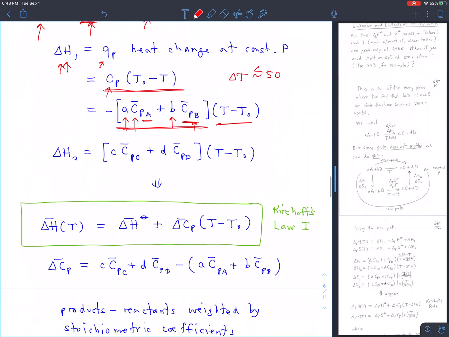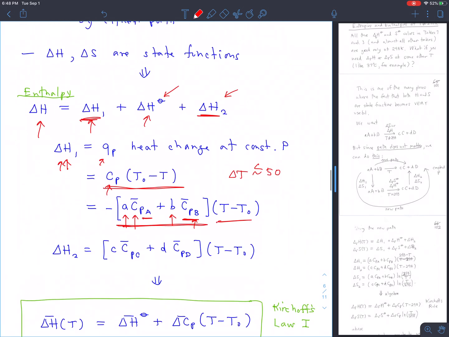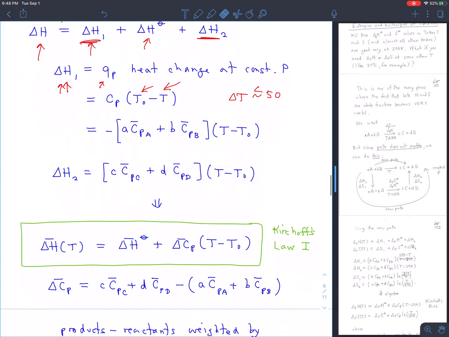And so the delta T is, where is it? Here it is actually T0 minus T. And now I've reversed it to be T minus T0 and put a minus sign in here. So that's a little bit of a subtlety to notice.